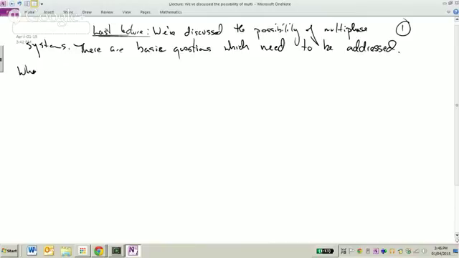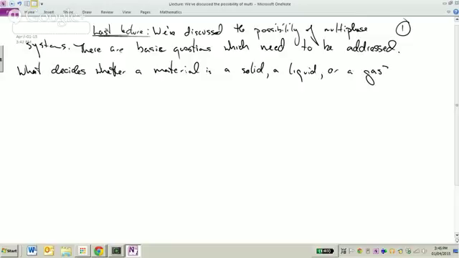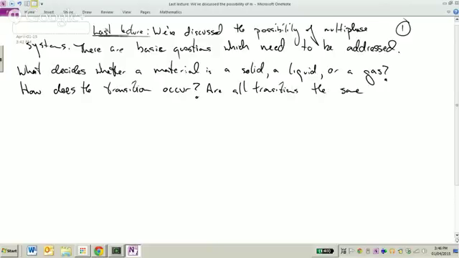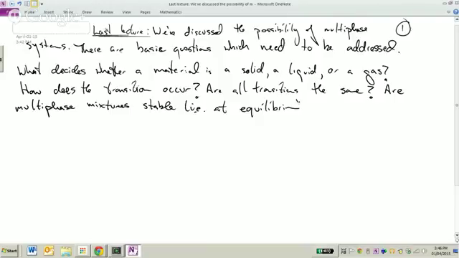So the question fundamentally is, what decides whether a material is a solid, a liquid, or a gas? How does the transition occur? Are all transitions the same? And are multi-phase mixtures stable? And by stable, I mean at equilibrium. Question mark.